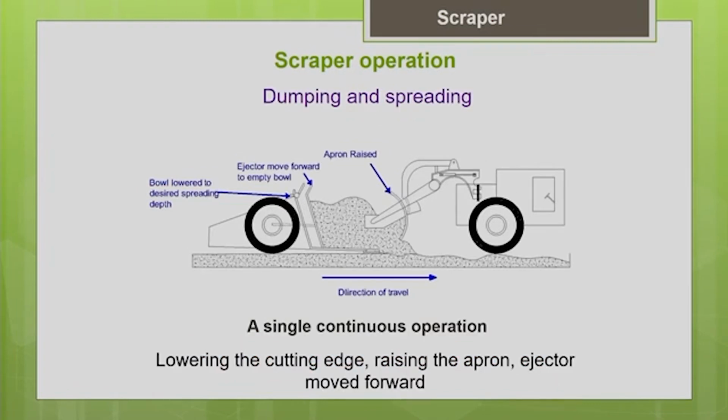After hauling, once you reach your dumping place, your filling place, now you have to dump the material. So now you again raise the apron to facilitate the outflow of the material. Again lower the cutting edge, lower the bowl.